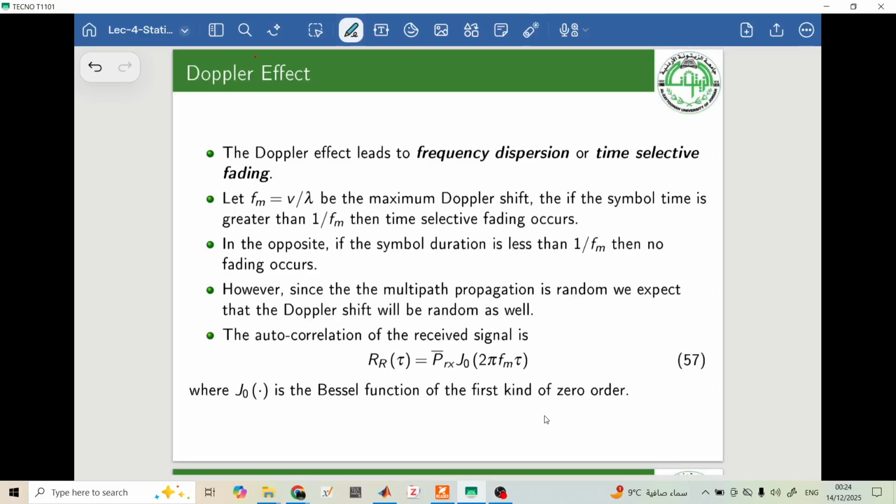Now the Doppler effect leads to frequency dispersion or time selective fading. So given a maximum frequency Doppler shift f sub m, if the symbol time is greater than the inverse of this value, which is a time value, we get time selective fading. Meaning what? Let's say that we have this symbol, and this is t sub s.